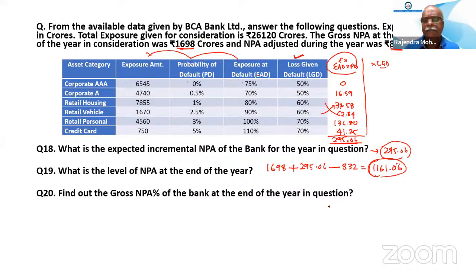Very simple. Gross NPA percentage formula is gross NPA divided by total advance or total exposure multiplied by 100. So how much will it be? 1161.06 divided by 26,120 into 100. How much is it? 4.45, sir. It cannot be 4.9. It is 4.5.